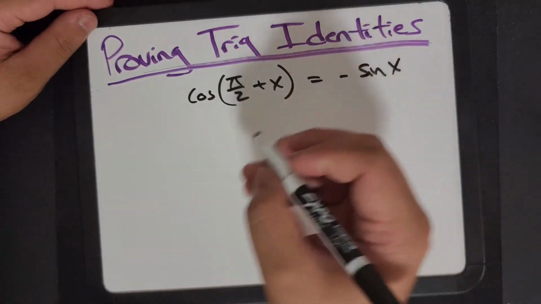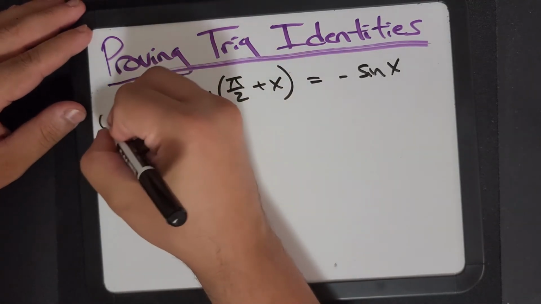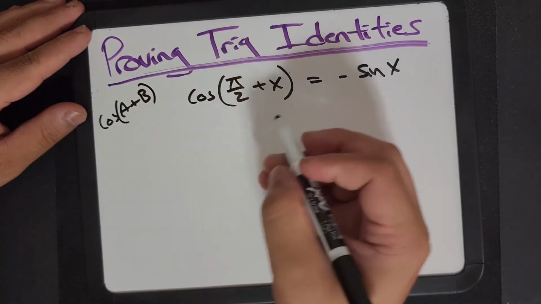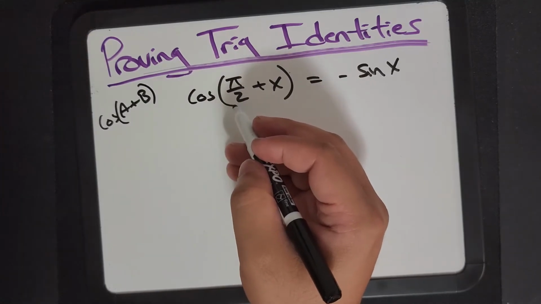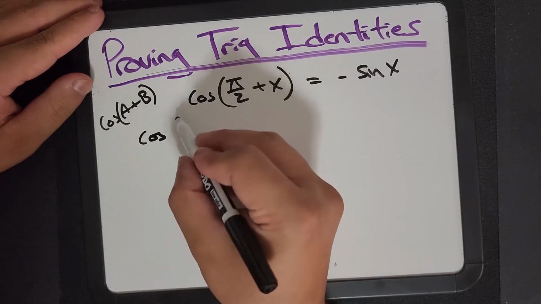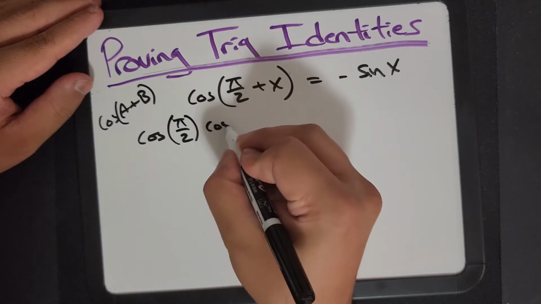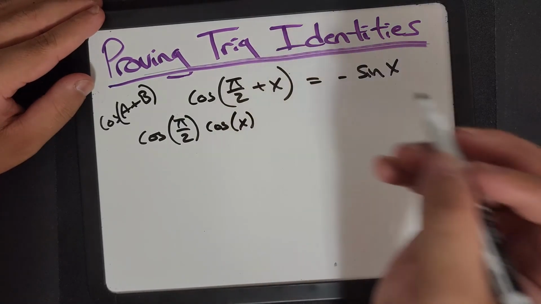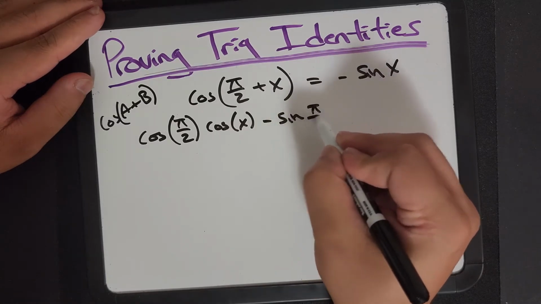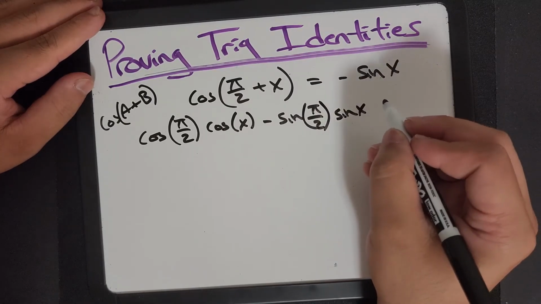So remember our cos(A plus B) formula. So we're going to expand that here, and so basically we're going to have cos x cos(pi over 2) minus sine(pi over 2) sine x.